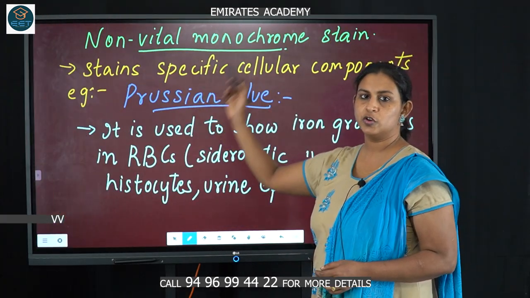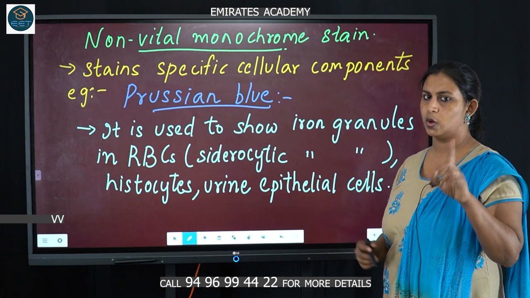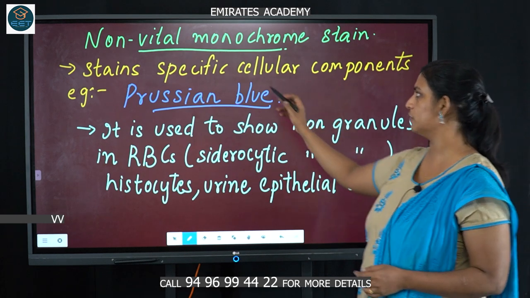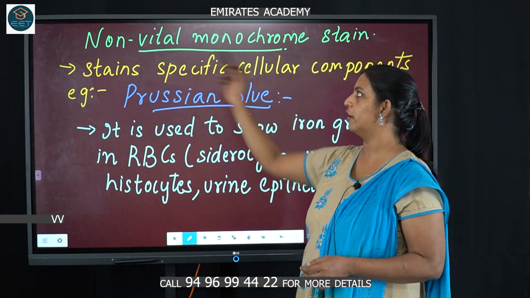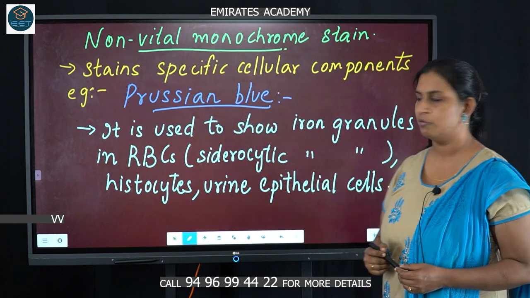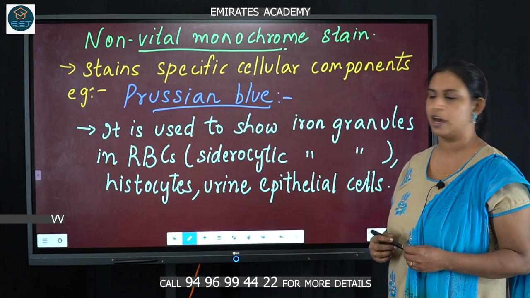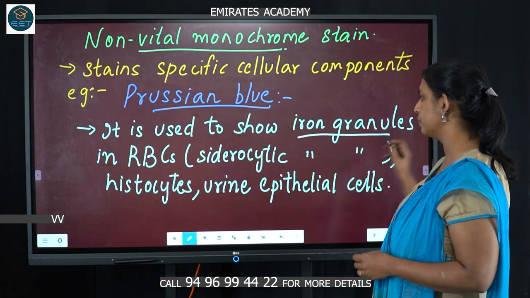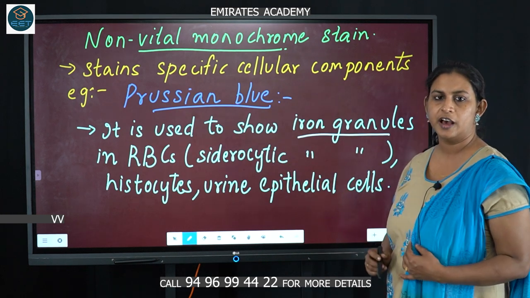Let's now look into non-vital monochrome stain. Monochrome imparts just one color, so it stains specific cellular components. An example of a non-vital monochrome stain is Prussian blue. This stain is used to check for iron granules in RBC cells, also called siderocytic iron granules.